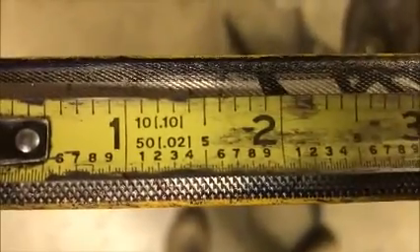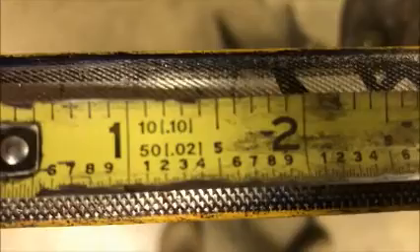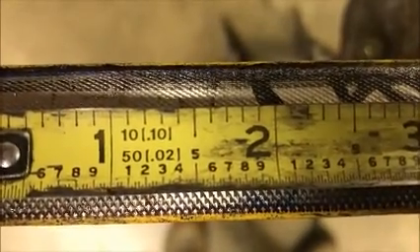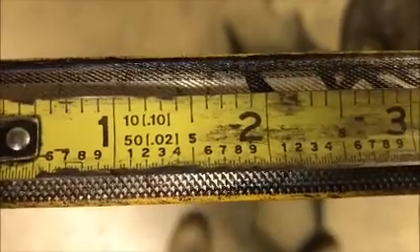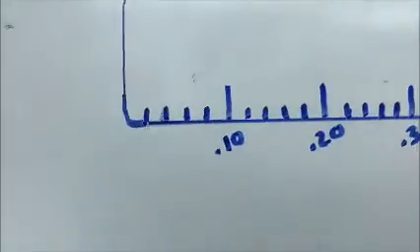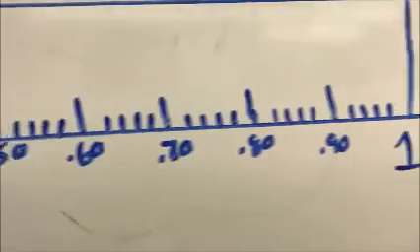So let's go back to the tape here. Each big line equals 0.10, or a tenth. So the first one, 1, 2, 3, 4, 5, 6, 7, 8, 9. So we've got 10, 20, 30, 40, 50, 60, 70, 80, 90. I'll show you up here on the board: 10, 20, 30, 40, 50, 60, 70, 80, 90.